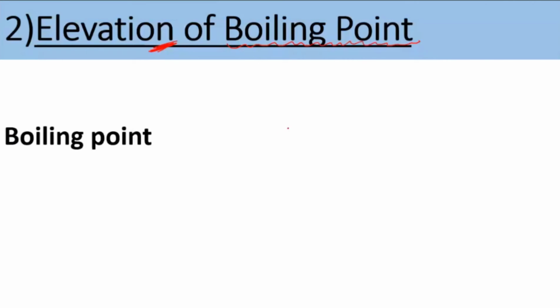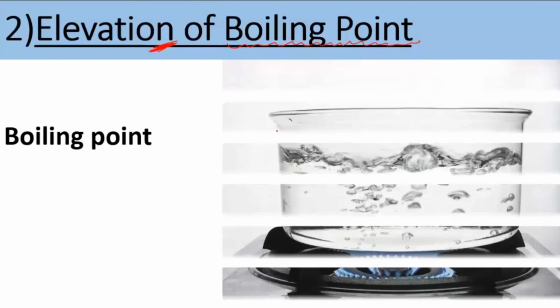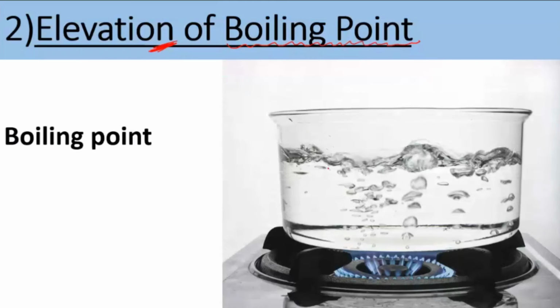Now, when you say a liquid starts boiling, we are talking in terms of vapor pressure. When a liquid exactly starts boiling, it's not only that the liquid gets converted to gas and that temperature we call the boiling point. That is correct, but when that liquid gets converted to vapor, what are the factors which affect it? That is the important point.